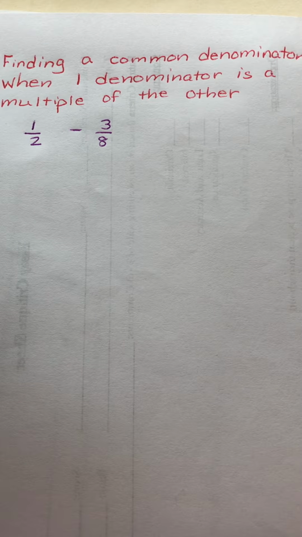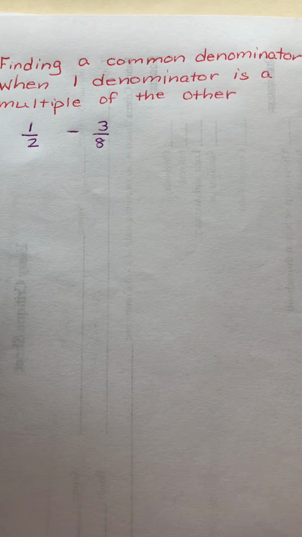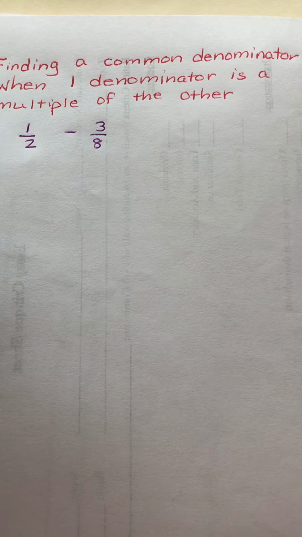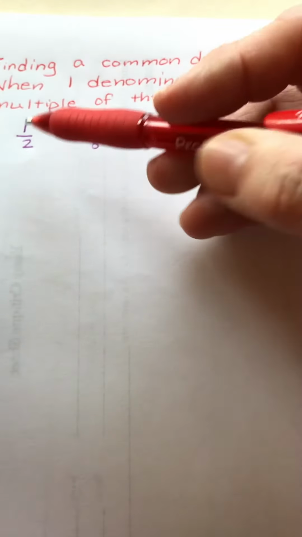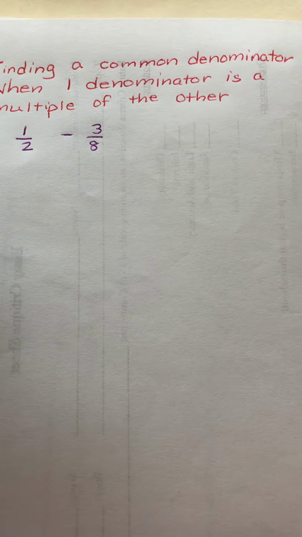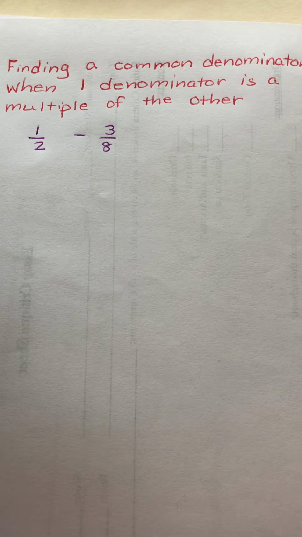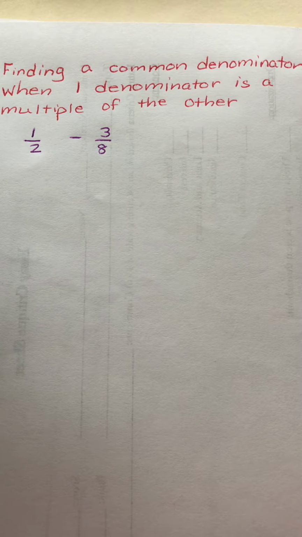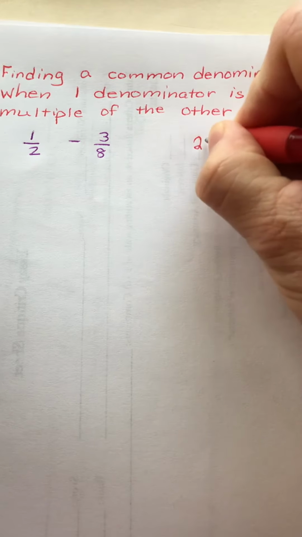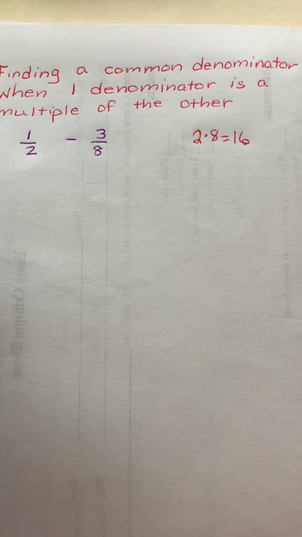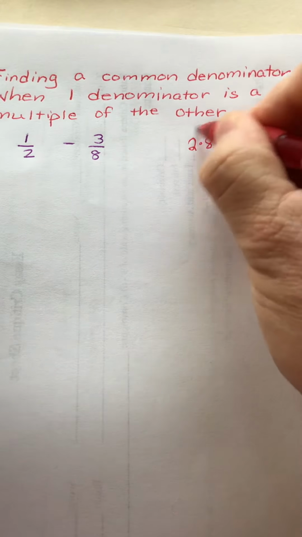Now we are going to look at finding a common denominator when one denominator is a multiple of the other. If we look at this problem, 1/2 minus 3/8, we need to get a common denominator. Now we know that we could multiply 2 times 8 and get 16. So we could do this, 2 times 8 equals 16, and we could use that as our common denominator, but we don't want to do that.